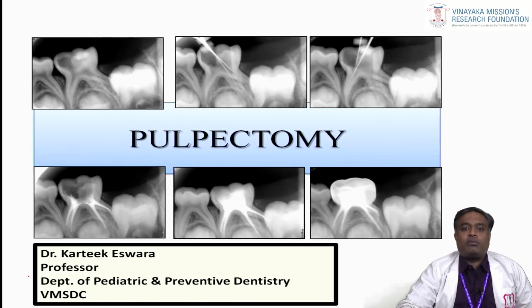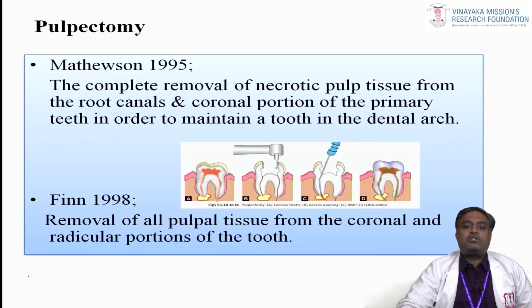Today's topic is pulpectomy. First, we will see the definitions of pulpectomy given by various authors. In 1995, Mathewson defined it as the complete removal of necrotic pulp tissue from the root canals and coronal portion of the primary teeth in order to maintain the tooth in the dental arch. The next definition was given by Fine in 1998: removal of all pulpal tissue from the coronal and radicular portion of the tooth.